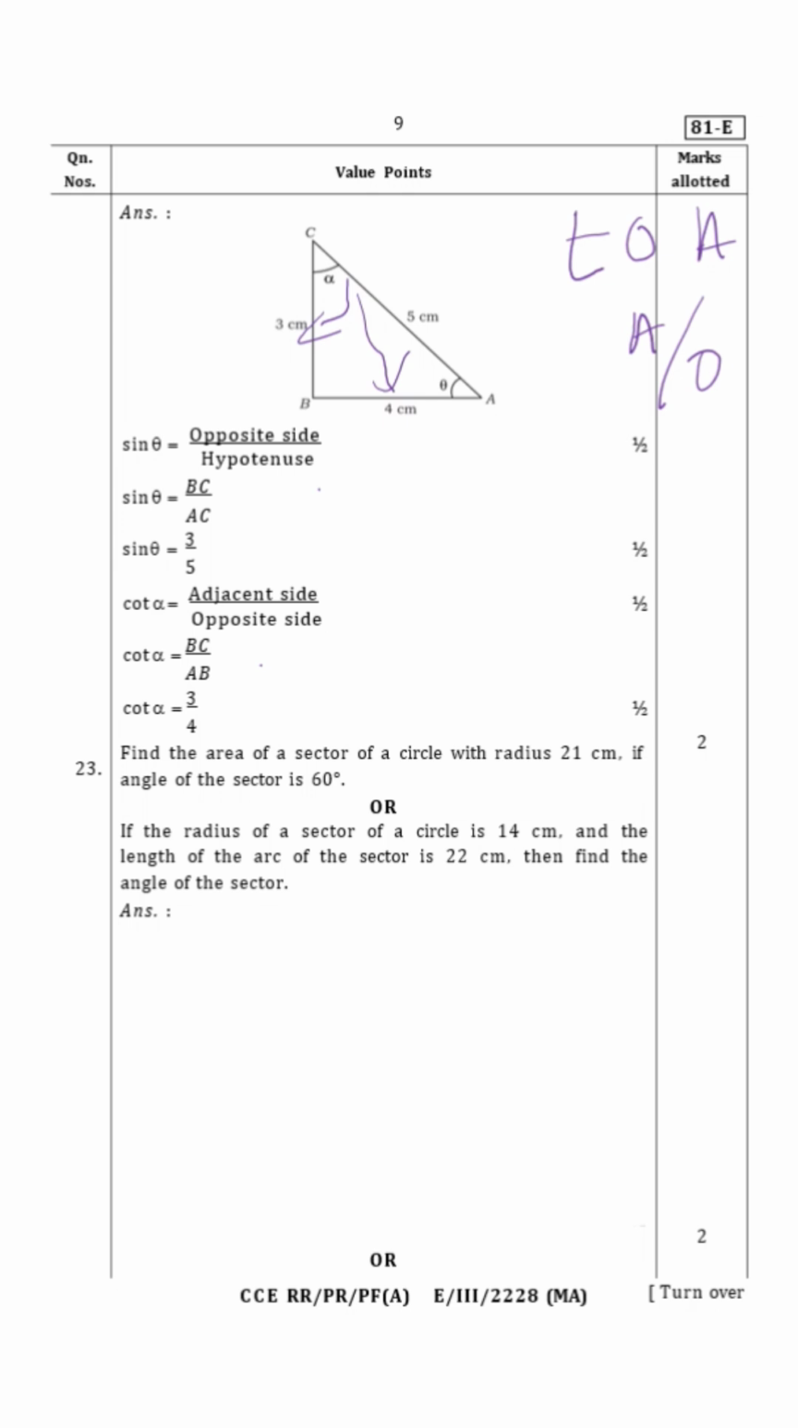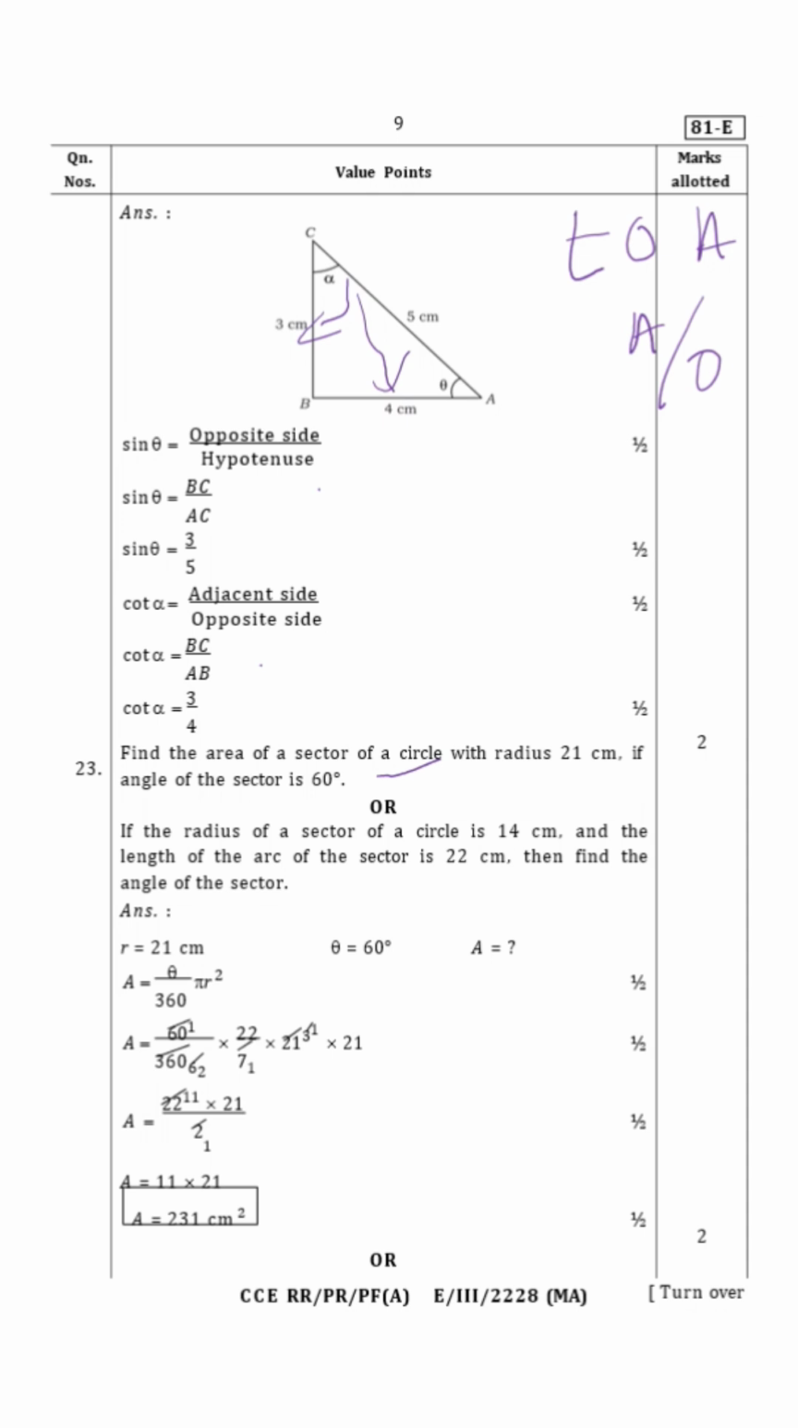Now let us solve this question. Here radius of the circle is 21 centimeter, theta is 60 degree. We have to find the area of the sector. Area of the sector is equal to theta by 360 into pi r square. Very easy. Now let us substitute the values. Theta is 60 degree, 60 by 360. Pi is 22 by 7. Radius is 21.